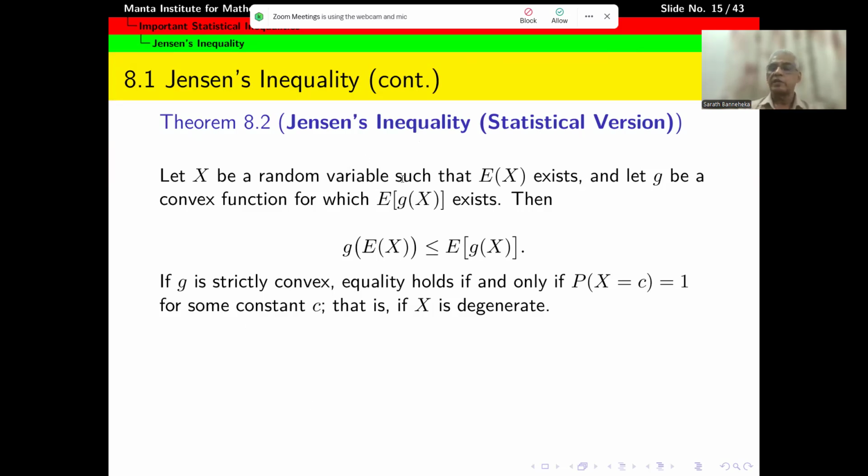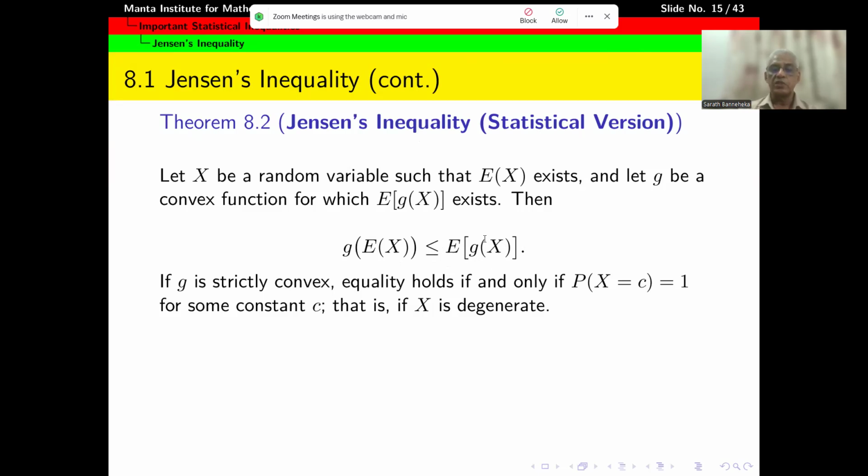Let x be a random variable, so it can be discrete or continuous, such that the expected value of x exists. So this can be applied, of course, only if the expected value of x exists. So, for example, for random variables whose distribution is like Cauchy, this will not be valid, right? Given that the expected value of x exists, and if G is a convex function, and if the expected value of G of x also exists, then we can say G evaluated at the expected value of x should be less than or equal to the expected value of G of x.